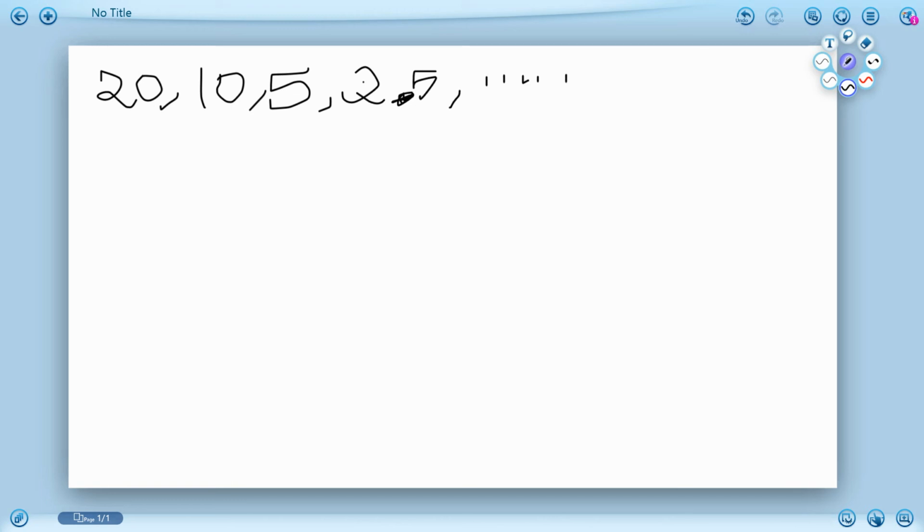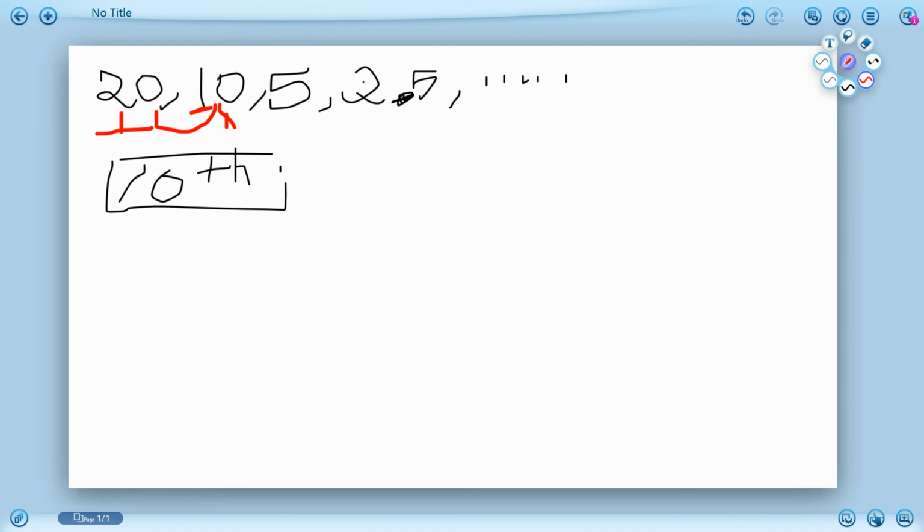One easy one would be, how about this? Our sequence is 20, 10, 5, 2.5, and it goes on and on. I'm looking to find the 10th term of this geometric sequence. The one thing I'm going to define already is our common ratio. This time our common ratio is 1/2, because we're always dividing by 2. Remember, dividing is the same thing as multiplying by the reciprocal.